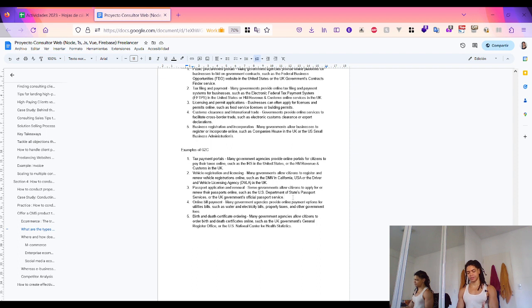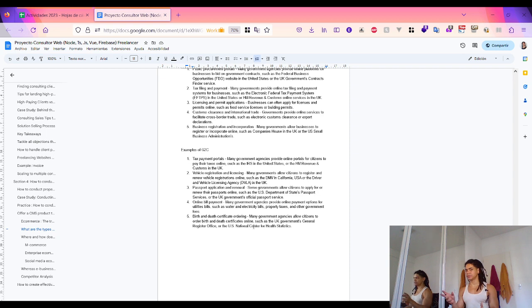Okay. Utility online bill payments. Governments provide payment options for utility bills like water, electricity, property taxes, and other government fees. And birth and death certificate ordering.